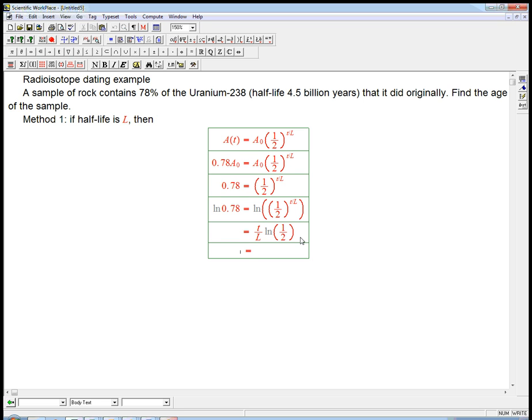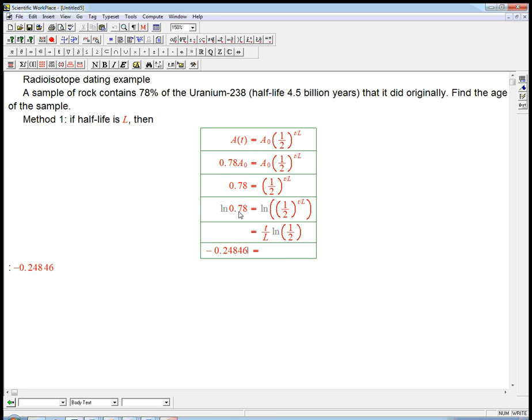Okay, and so let's see, ln of 0.78, let's just go ahead and calculate that. So that is minus 0.24846. Notice it's negative because this is a number between 0 and 1. To get a number that's less than 1, you need fractions, or in other words, you need negative exponents. And then this is T over L. And then ln of 1/2 happens to be minus 0.6931. Okay. And I'll put in L in a minute, but let's just go ahead and isolate T. So T is just going to be L times the ratio of these guys, and the minus signs are going to cancel.